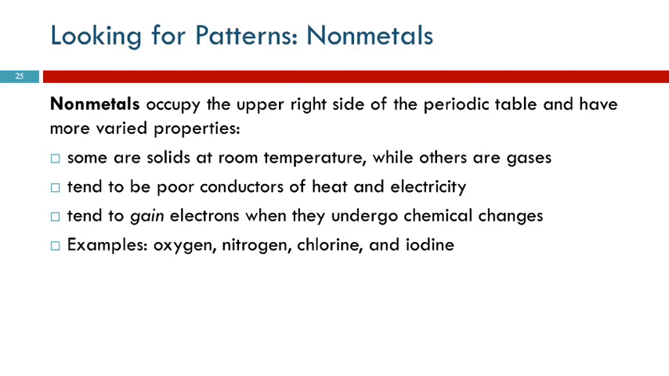The nonmetals are on the right side. Their properties are not as consistent as the metals. Some of them are solids at room temperature, others are gases. They are generally poor conductors. So the nonmetals are kind of the opposite of the metals, but not exactly. So metals are good conductors. Nonmetals tend to be poor conductors. They tend to gain electrons. So metals lose electrons. Nonmetals gain electrons when they undergo chemical changes.